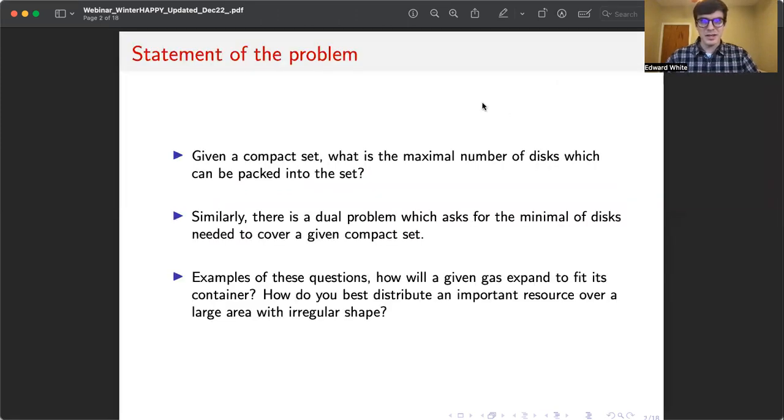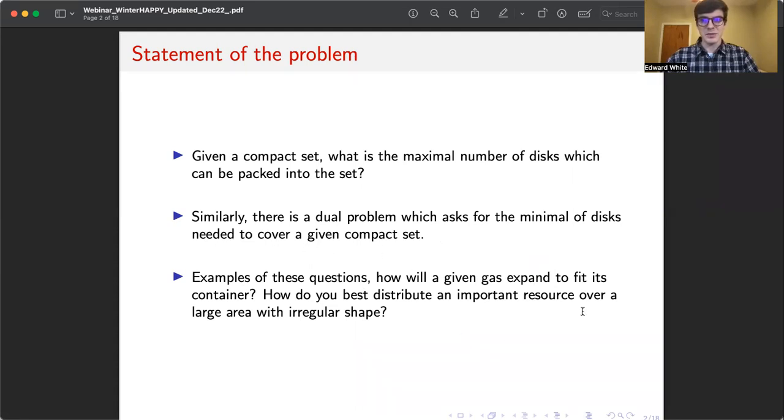I want to start out by giving you a brief overview of the problem, which is that we have these two main concerns. Given a compact set, what is the maximal number of closed disks that can be packed into that set? And similarly, we have what could be thought of as the dual problem, which is what is the minimal number of closed disks needed to cover a given compact set?